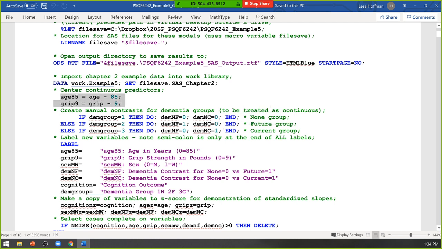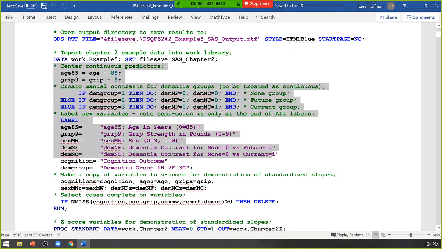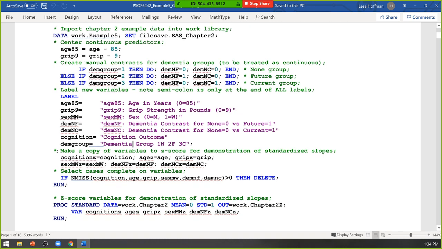So I'm centering my predictors here. I'm making two new contrasts for my three groups here, and then I'm adding labels. So this much you guys have already learned how to do, and you get to practice it again for homework 5. Yay! You'll be old hand at it. This extra stuff that's in here, this is just me making things for demonstration purposes. So I am creating copies of these variables that I'm then going to z-score just to show you how to mimic a standardized solution. You don't have to do that.